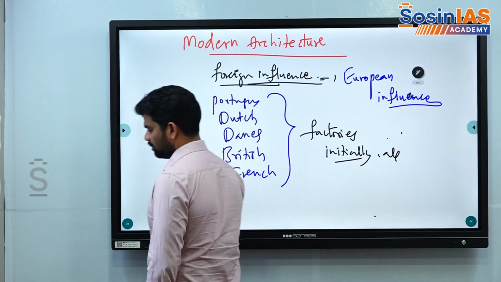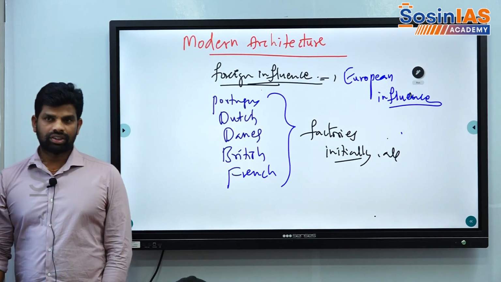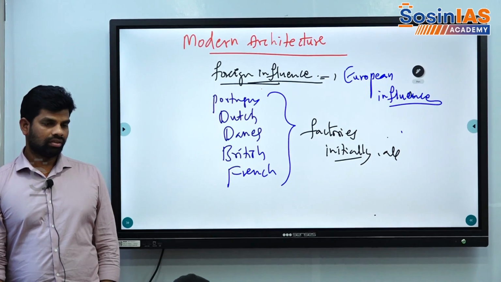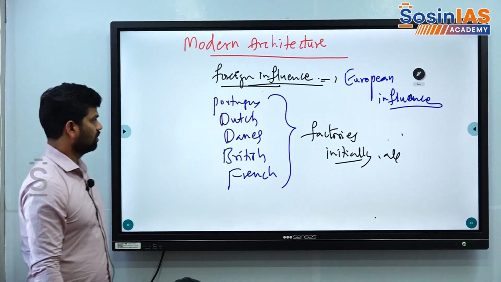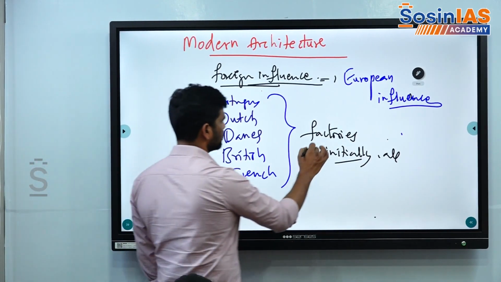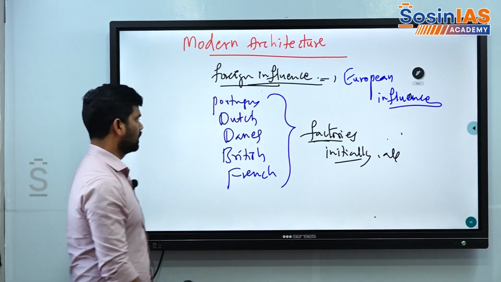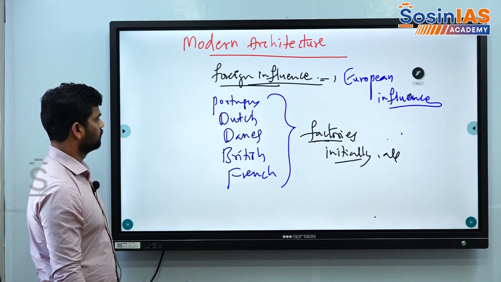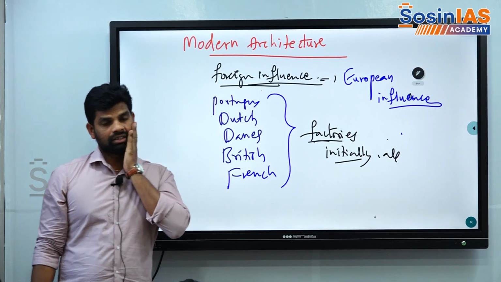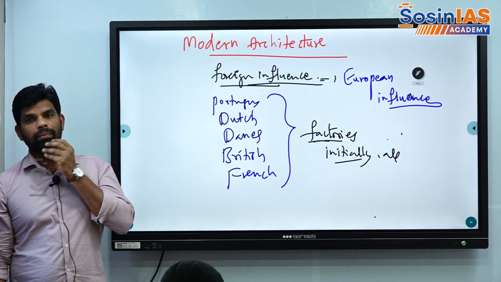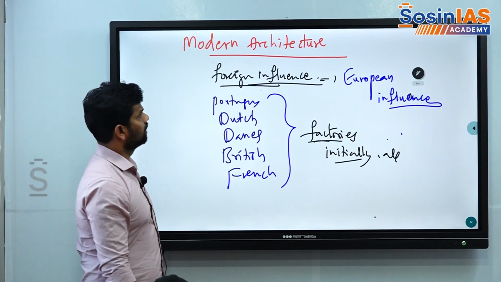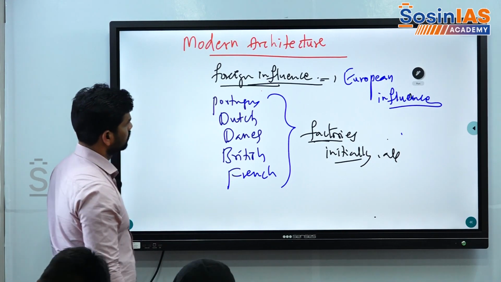In all European advances, first they constructed the factories. They started their construction with the factories, no exception. Portuguese, Dutch, Danes, British, French. All of them constructed factories. There were no public kinds of buildings.